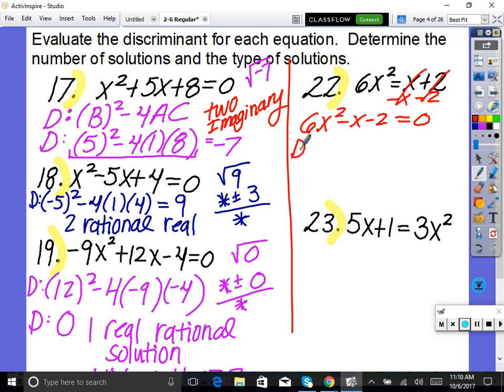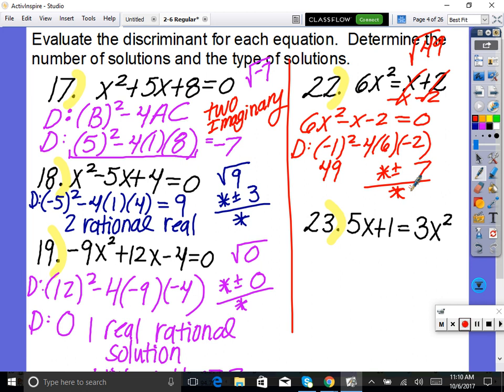Okay, discriminant. Because I want to know what type of solution. B squared minus 4 times a times c. Yep, 49. Our discriminant is 49. So you'd say to yourself, well, the discriminant is under the square root. Square root of 49 is 7. So we have something plus and minus 7 over something else. Isn't that 2 rational real? Those are fractions, right? 2 rational real. Or 2 real rational. I don't care the order.